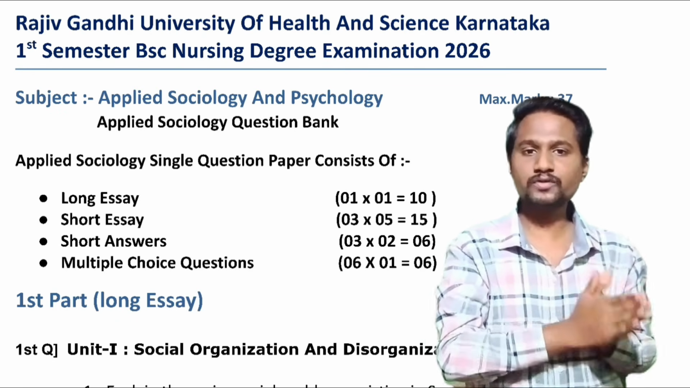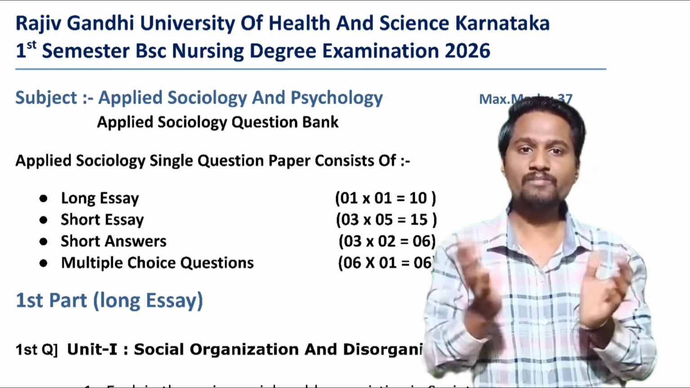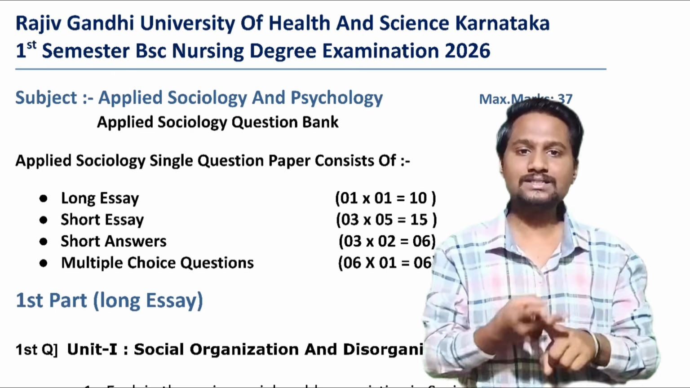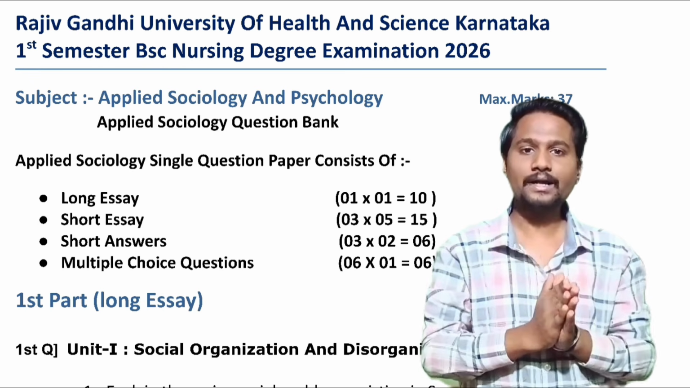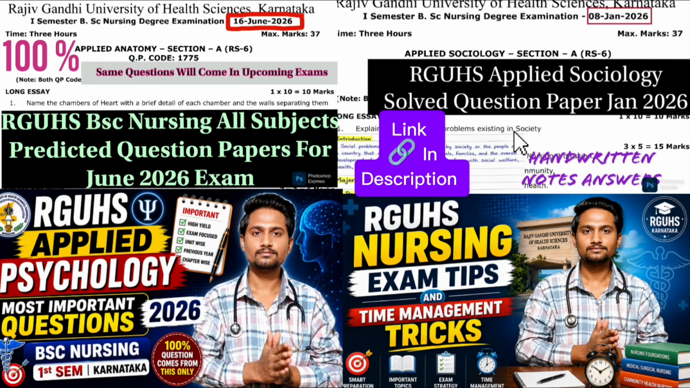So based on RGUHS previous data, previous question papers and to the best of my knowledge, I have prepared and listed all these RGUHS applied sociology important questions unit wise. To get RGUHS applied anatomy, physiology and psychology 2026 updated important questions, RGUHS nursing solved question papers and RGUHS nursing exam tips and tricks for BS nursing first sem students, you can watch all of these BS nursing first sem videos with the link in the description.